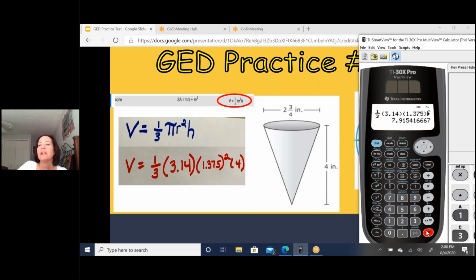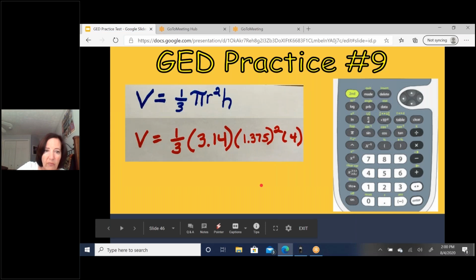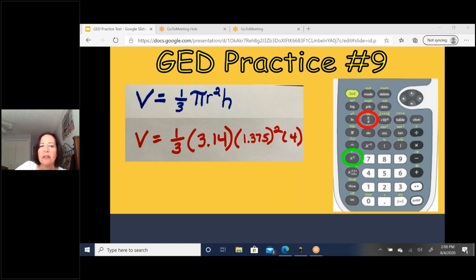My answer is 7.915416667. Okay. And that is correct. Oh, I'm just showing here. This is the calculator that I think you'll be given on screen for the GED. So the fraction button is right there. The x squared button is right there. Slightly different than the one I'm using today.